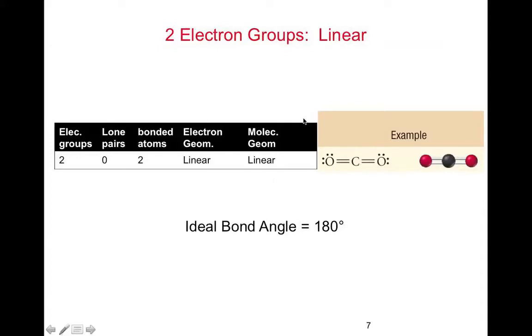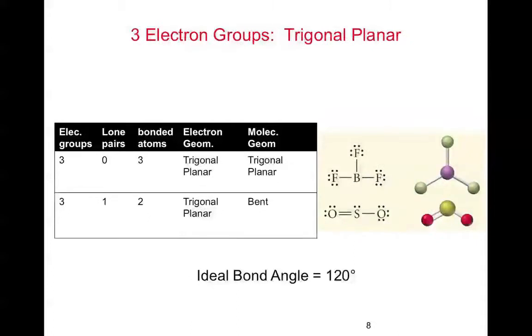In the case of the linear electron groups, there really is no other options. There's only ever 2 electron groups, and so the electron geometry is always the same as the molecular geometry in the case of 2 electron groups. So linear is actually fairly trivial. But let's see what happens when I go to trigonal planar. So 3 electron groups is trigonal planar. In this case, the molecular geometries are always subsets of the electron geometries.